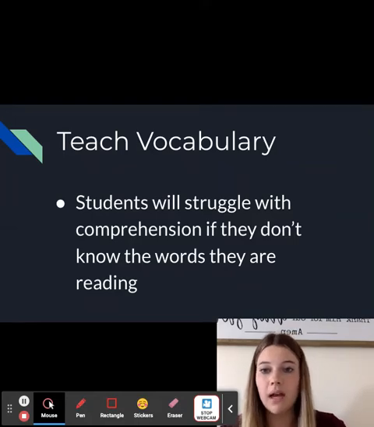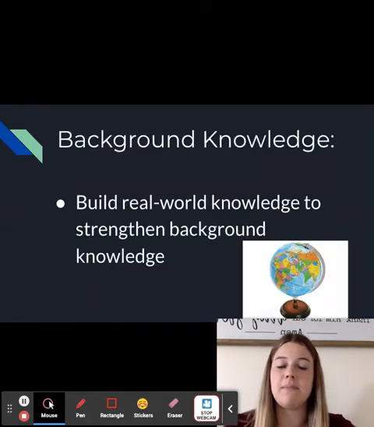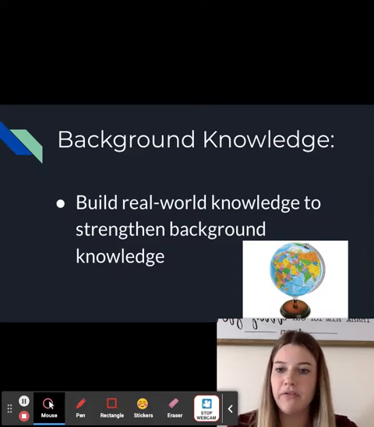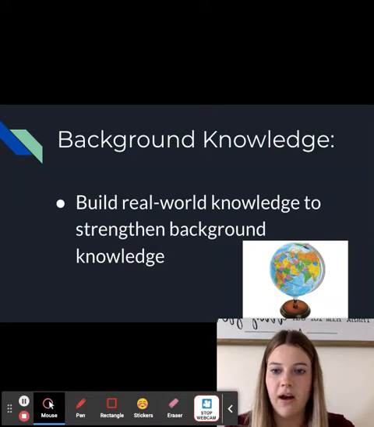Kind of building on vocabulary is background knowledge. Once we start building up our students' vocabulary, they will start gaining some different background knowledge as well. But text comprehension relies on background knowledge. If, again, a student's reading about frogs, for example, a great thing to do is just be like, hey, what do you know about frogs? And just have the students jot down what they think that they know about frogs.